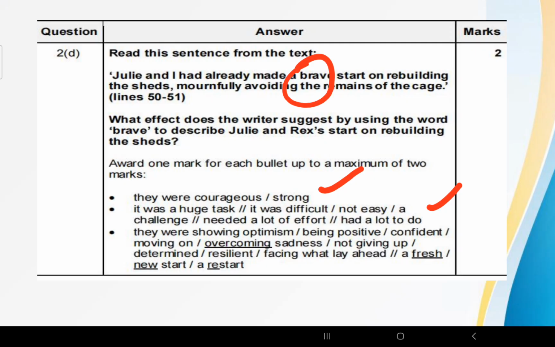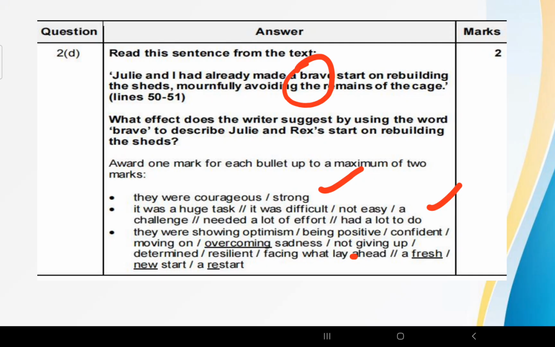It can be this, or they were showing optimism, being positive, confident, moving on, overcoming sadness. So because they were trying to cope with their sadness, they were trying to show that they are not going to give up. They were showing that they are resilient, they are determined, they are facing the problem that is there in front of them, or they are making a fresh new start, they want to restart. You will understand all these things once you have read that text.